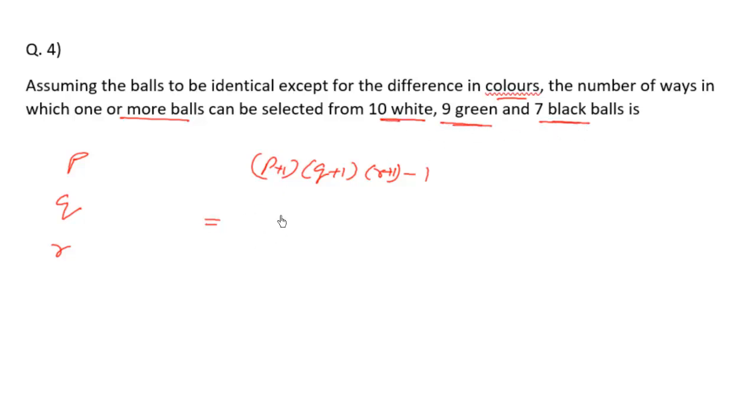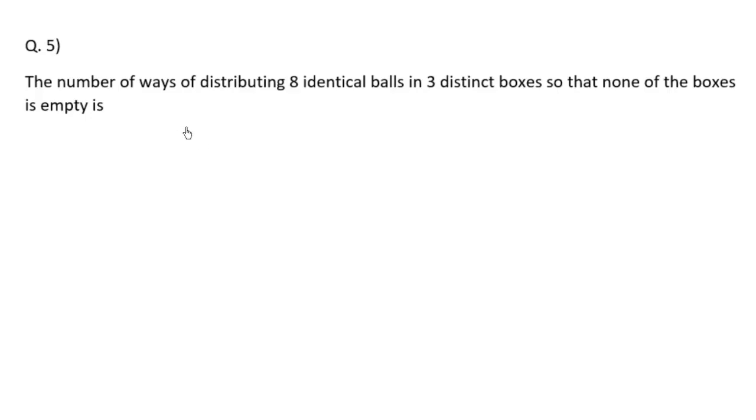So clearly substituting it, it will be 10 plus 1, that is 11, 9 plus 1 is 10, 7 plus 1 is 8, minus 1. So how much is this? It should be 880 minus 1, which comes out to be 879. So 879 becomes the right answer. Let's take the fifth question.